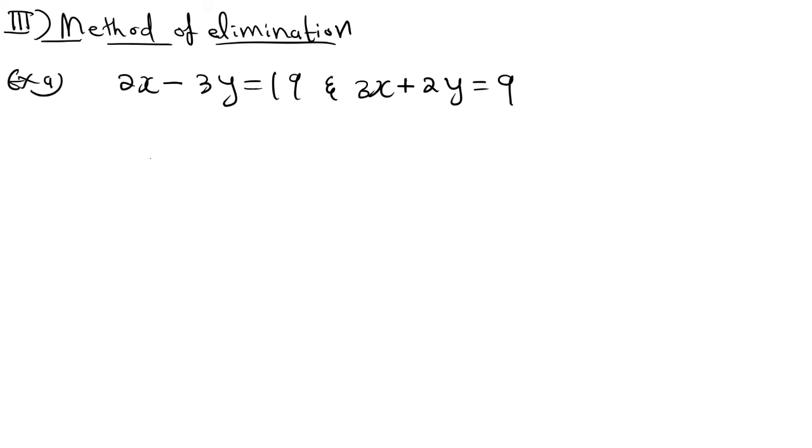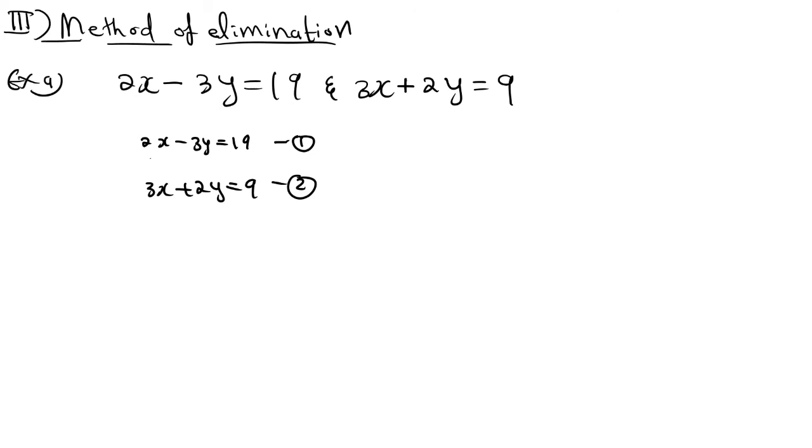Okay, consider the equation 2x minus 3y equal to 19, and the other equation 3x plus 2y equal to 9. To solve this with the elimination method, you need to eliminate x or y. If you eliminate x, you get the y value, or if you eliminate y, you get the x value. Eliminating means you can do subtraction or addition, but here different numbers are there, right? You can't cancel any numbers.